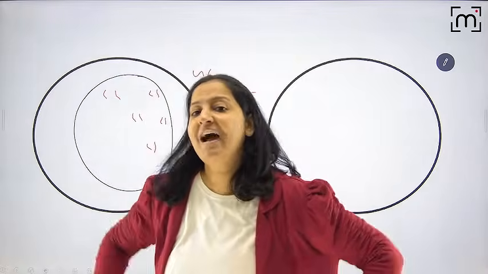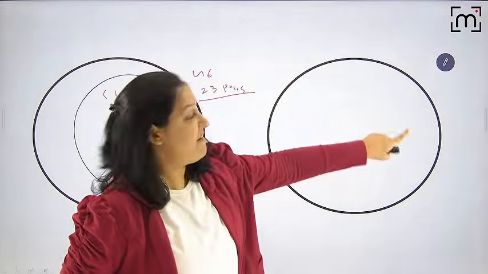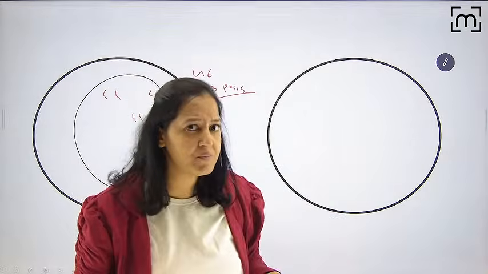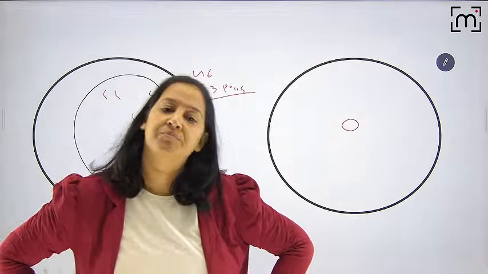Bacteria have how many chromosomes? Bacteria don't have a nuclear membrane. Bacteria don't have a well-formed nucleus. How many chromosomes are there? 1 single chromosome, and that too circular.